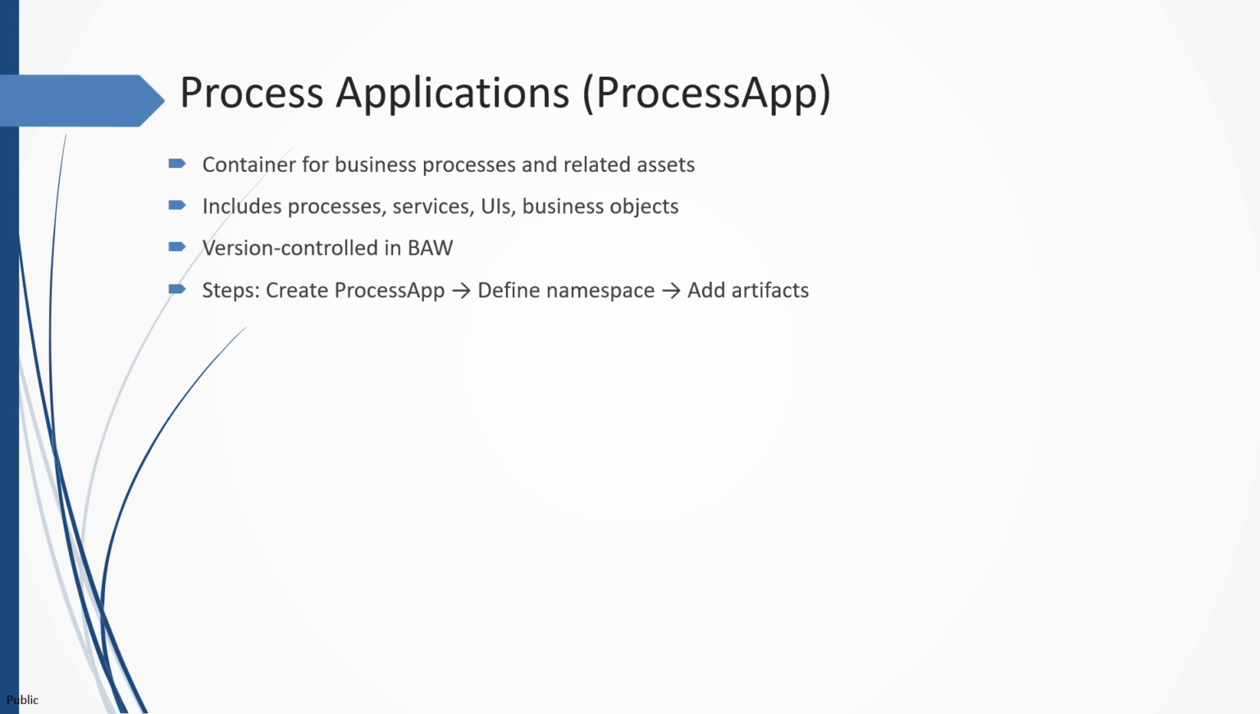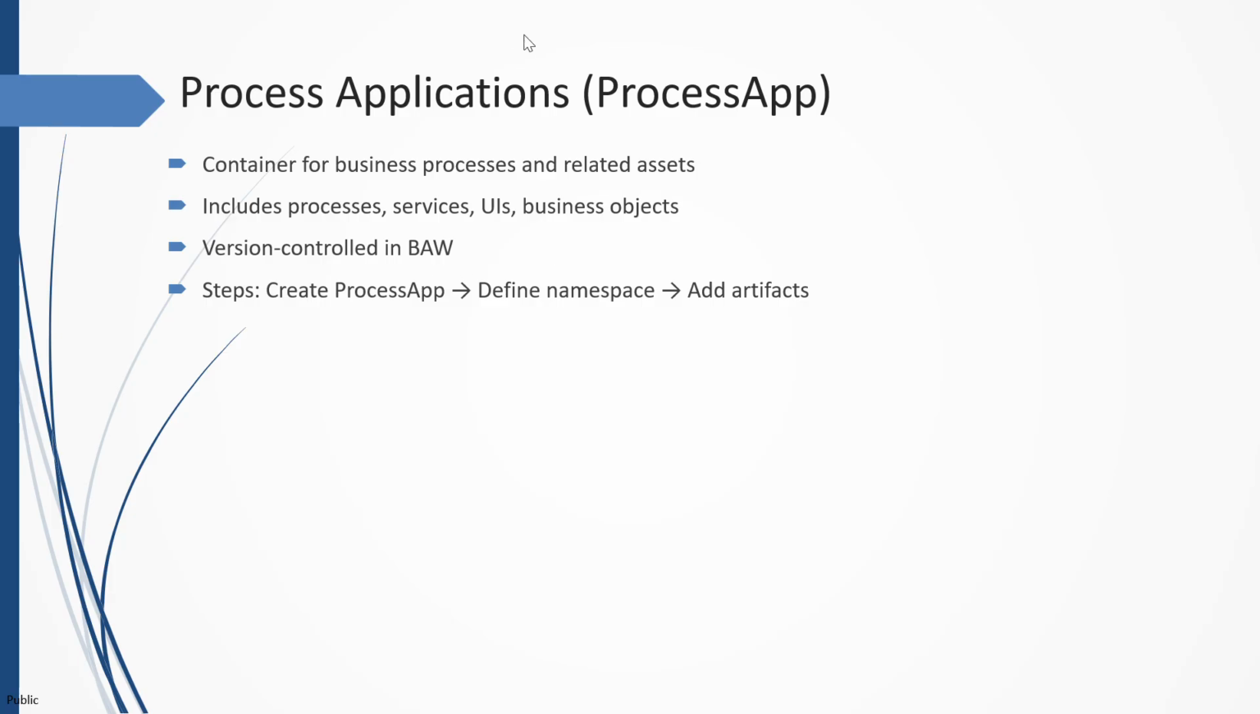Something like processes, services, UI components, as well as some of the business objects we will be creating inside the process application to build an application. So these components we call artifacts. I'll just explain how we can create this process application by using the process center as well as a workflow center.